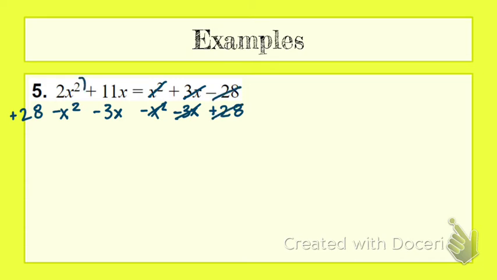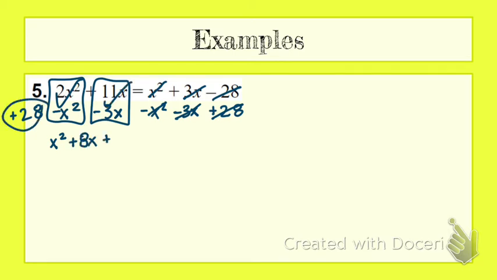So then we need to combine, and I always go from the biggest exponent to the smallest, because that is typically standard form. So 2x squared minus 1x squared is x squared. So took care of that. 11x minus 3x is positive 8x. Took care of that. And then we have this left over plus 28. And all of that equals 0 because we canceled all this stuff out.